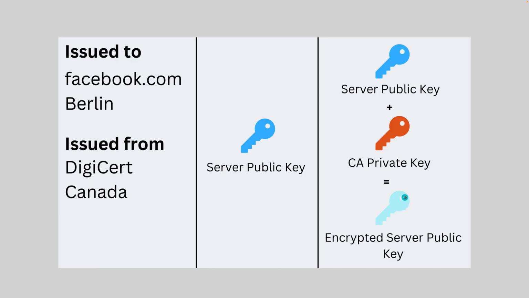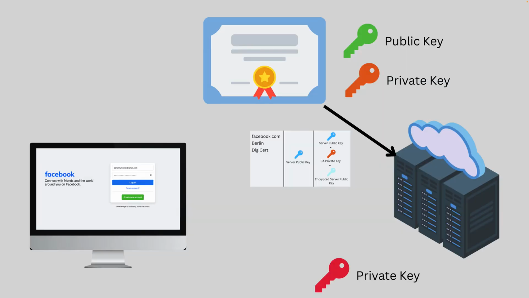Now, this portion right here is known as a signature. This is saying that, hey, this trusted certificate authority just signed this certificate with its private key right over here. Now, one thing I want to quickly stress here is that we're not sending back the private key itself. What we're doing is we're just sending back the encrypted server public key that is encrypted with this private key of the certificate authority.